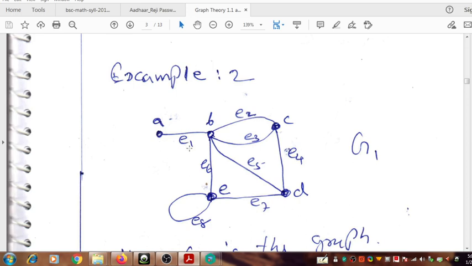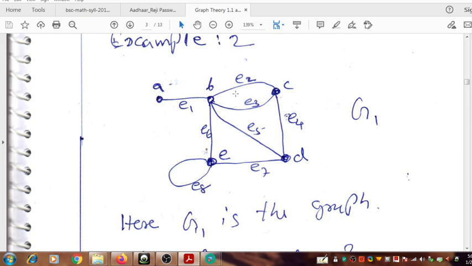The first edge is labeled E1, and that connects A and B. E2 connects B and C. E3 connects B and C. That's a different type of connection, because both are actually the same. E2 connects B and C, and similarly E3 also connects B and C. So these two edges or lines behave alike. They are the same, and this kind of lines are called multiple edges in the language of graph theory.